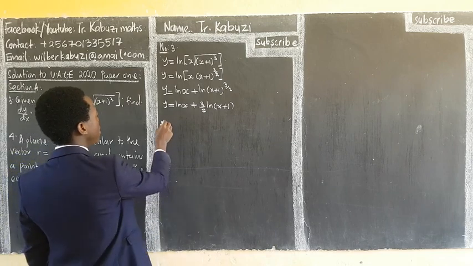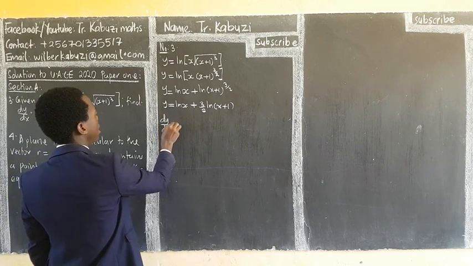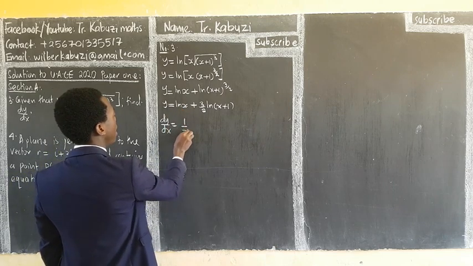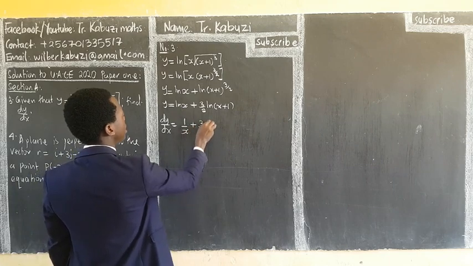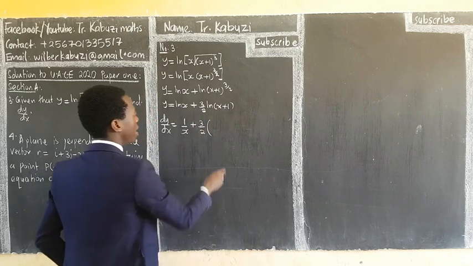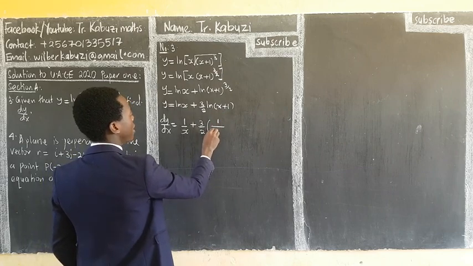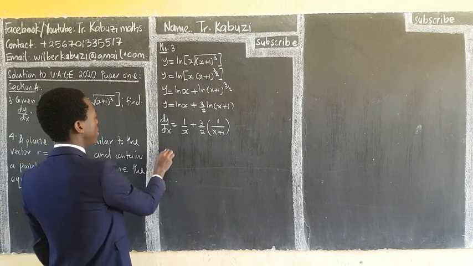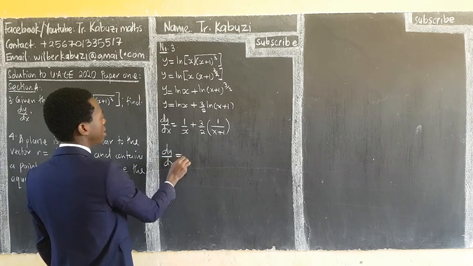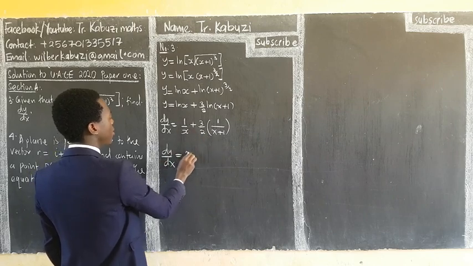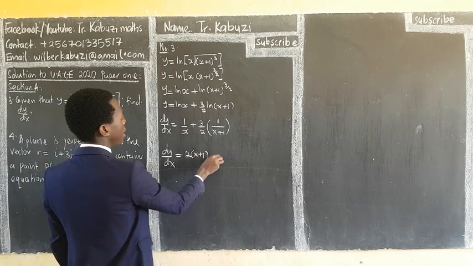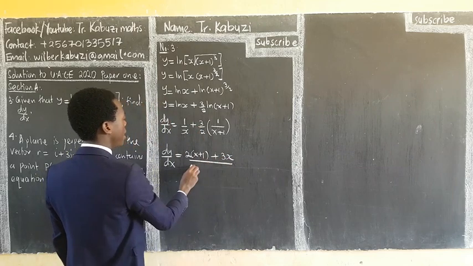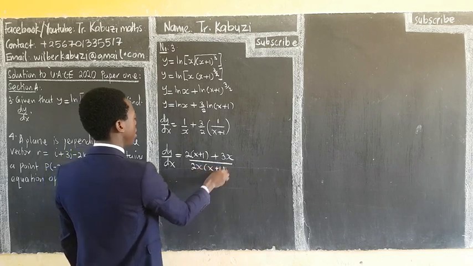Then from here, we differentiate. So dy/dx: differentiate natural logarithm, you differentiate this function divided by the function. So 1 over x, then plus 3 over 2 into, when you differentiate this, you will get 1 over this function, x plus 1. So that's how you differentiate natural logarithm. Then what is left is just to simplify. So dy/dx, you cross multiply this here, so you have 2(x plus 1), then plus this times this, 3x, all over 2x into (x plus 1).